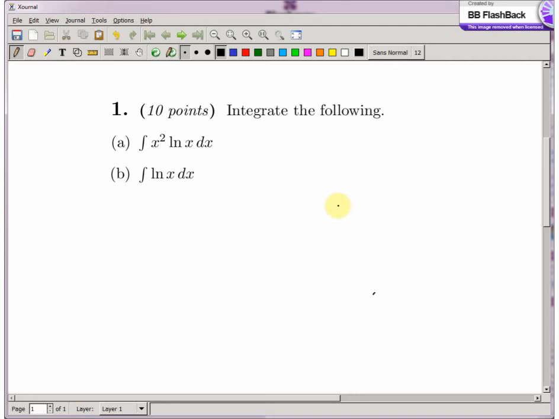Okay, let's go over these quiz questions. This first one is on integration by parts. So let's just do the first one first, and let me remind you about the formula. So the formula is that the integral of u dv is equal to u times v.